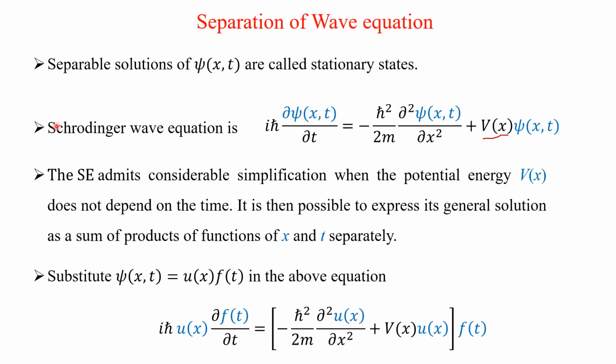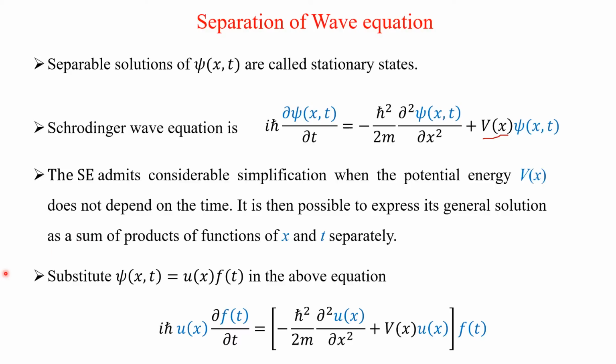So this Schrodinger equation admits a considerable simplification when the potential energy V of x does not depend on time. If V is independent of time, then your solution is very much simplified. Here the only complicated parameter is the potential energy, that is V of x. It is then possible to express its general solution as a sum of products of wave functions of x and t separately. That you have to realize, x and t separately.